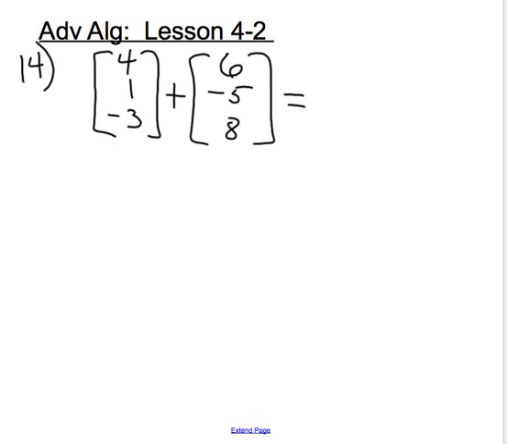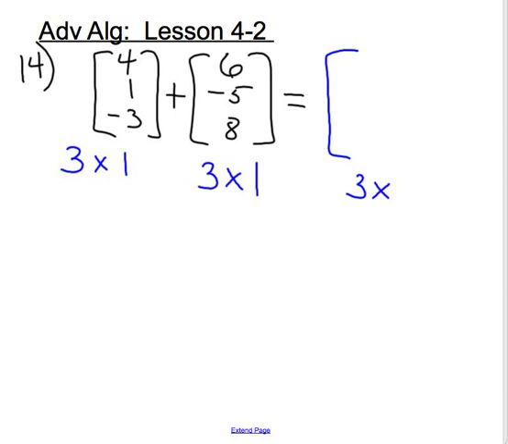So the first thing you want to look at is the dimensions. This first matrix, the one on the left, has 3 rows and 1 column. The second matrix also has 3 rows and 1 column. Since the dimensions are the same, you are able to add these two matrices together. Your answer matrix will also be 3 rows, 1 column.